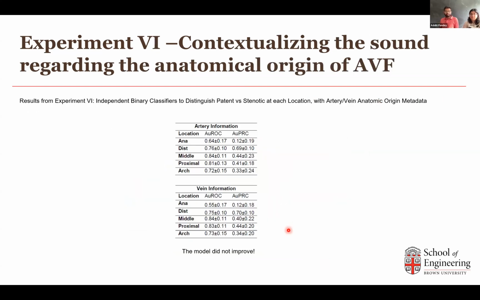And then one more experiment which the authors mention here is whether it helps to contextualize the sound regarding the anatomical origin of the AVF. As I mentioned before, there are 4 ways you can construct an AVF, depending on which artery and veins you use to construct it. Is it good if you modify the vision transformer and provide a categorical encoding of the anatomical origin of the AVF? In this case, the model did not improve, the results were almost similar. So the overall conclusion is that there's no information encoded in the anatomical origin of the artery or vein which the model could leverage.